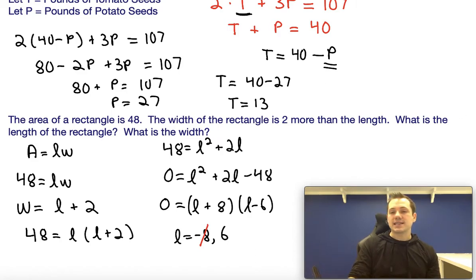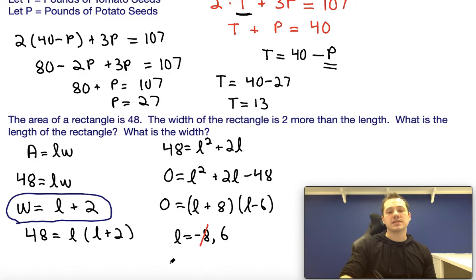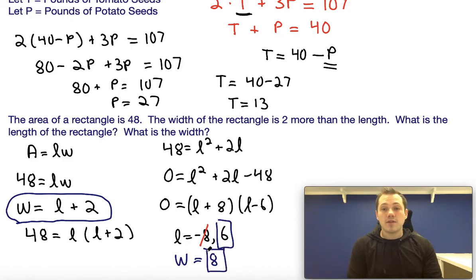Now once we know L is 6, we can take that number, plug it back into this equation over here, and determine that if L is 6, W equals L plus 2 becomes W is 8. So W would equal 8. So our length would be 6, and our width would be 8. And that's how you solve some system of equations, system of linear equations word problems.